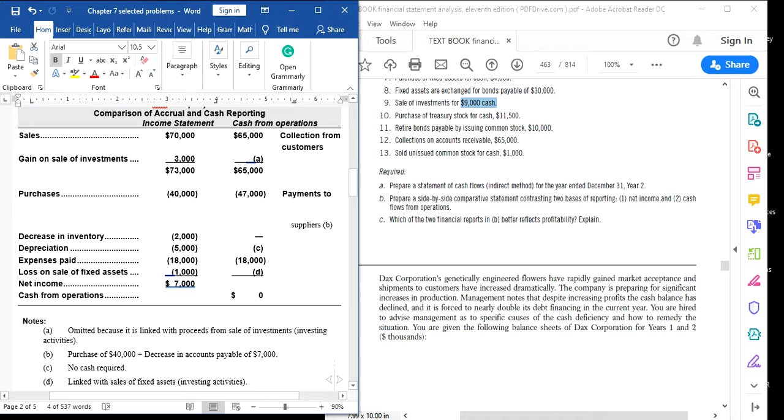So purchases are $40,000 given, and the equivalent is payments to the suppliers. So how do we do it? Purchase of $40,000 is here. Decrease in accounts payable adds $7,000. Decrease means we've paid a part of this payable. Cash outflow has been there. The cash has been paid out. That's how we calculate that one.